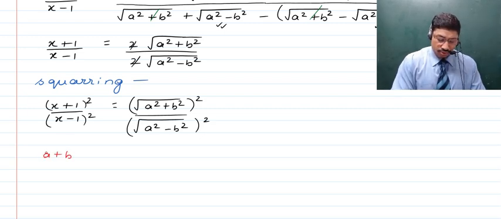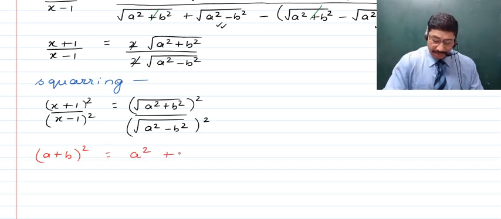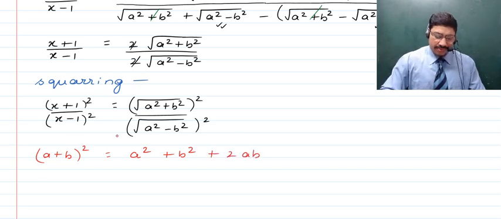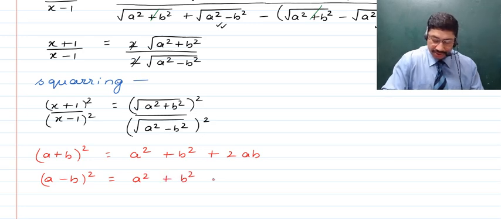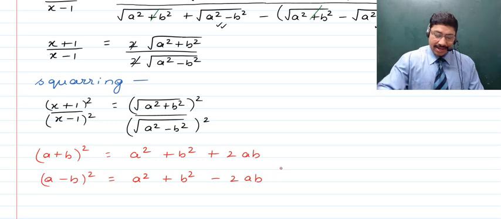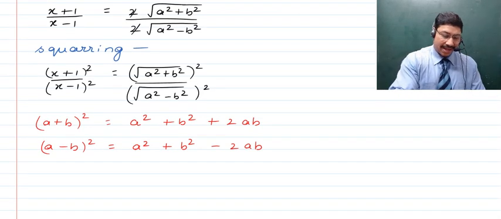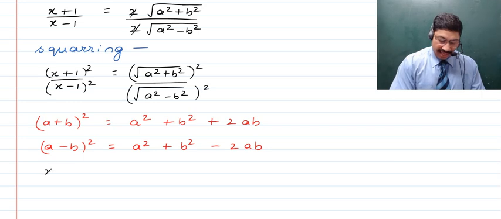Now, if you talk about a plus b whole square, then what it is, it's a square plus b square plus 2ab. And similarly in the denominator we also will be requiring a minus b whole square. And that's what? That's a square plus b square minus 2ab. Right? Now children, here we will be keeping these values as such. Here in the left hand side we have x square, right, plus 2x plus 1, and in the denominator we have x square minus 2x plus 1.